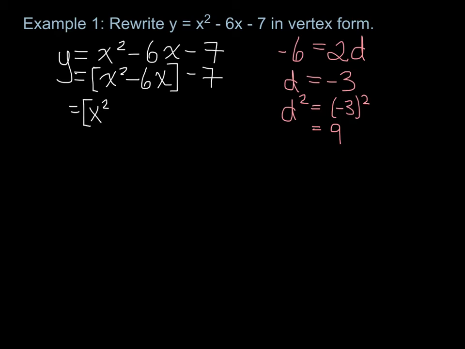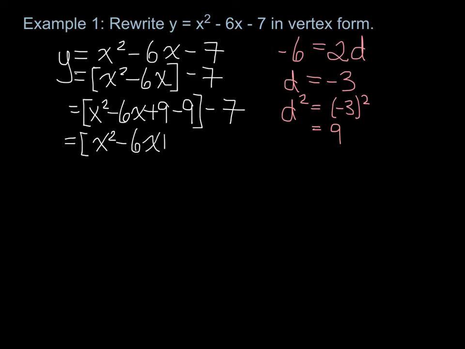Okay, so that means x squared minus 6x plus 9 minus 9, because what I add I must subtract so that I don't change anything. And my minus 7 is still there. Now I don't want the minus 9 to be inside the brackets when I actually look to create my square. So I will rewrite this now. X squared minus 6x plus 9 minus 9 minus 7.